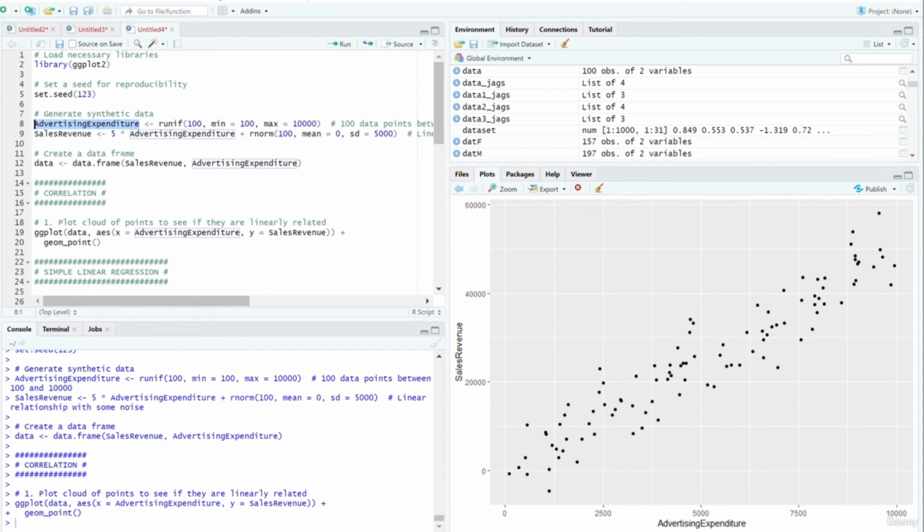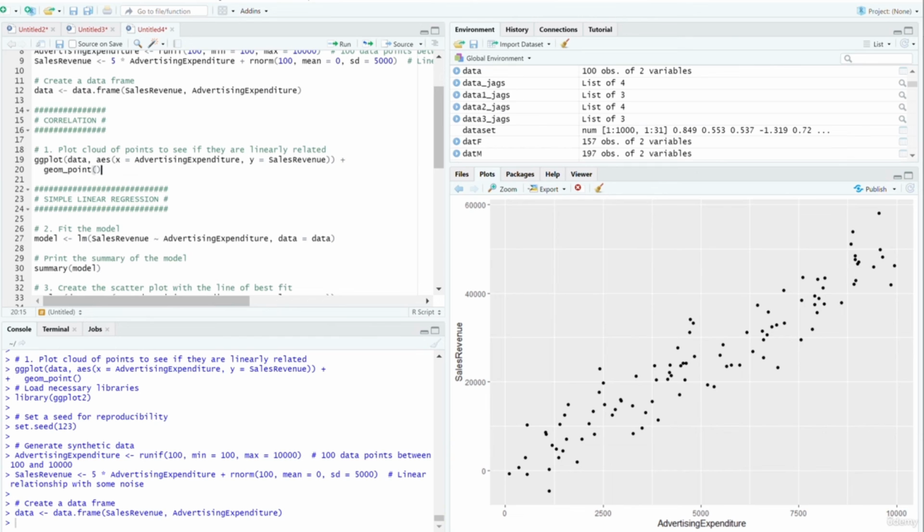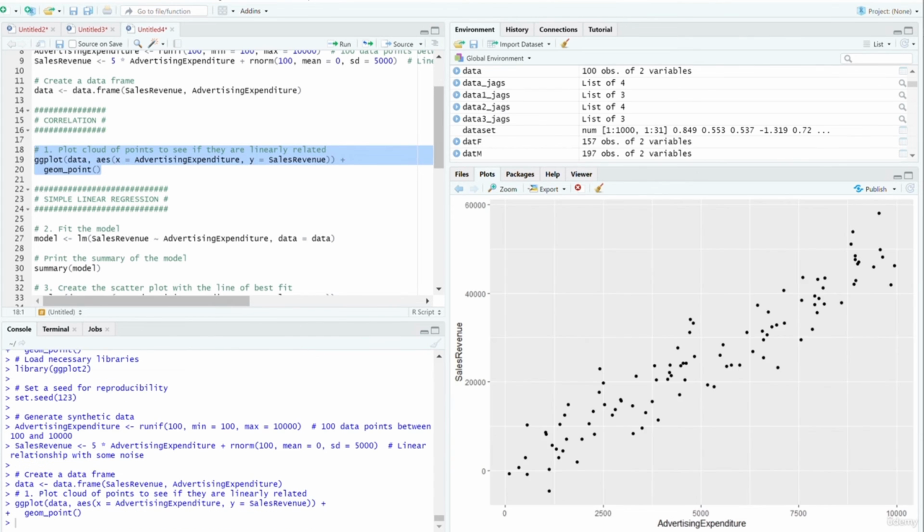But so what I'm doing is I'm creating a synthetic data set that shows the relationship between advertising expenditure for a company and the sales revenue for that company. And as you can imagine, you would expect to see that as companies spend more on advertising, they tend to make more money. And obviously there's other things that could affect that relationship, right? But this is a decent example. And so what we're going to do is use ggplot to plot the scatter plot, which we already saw up here, but I'm going to do it again.